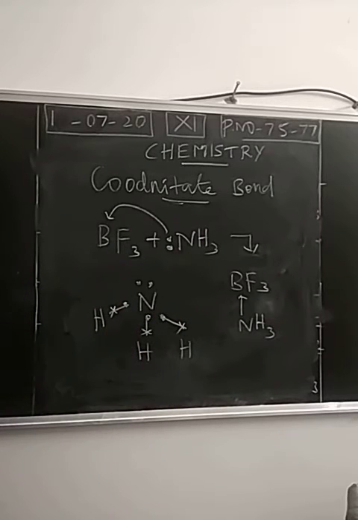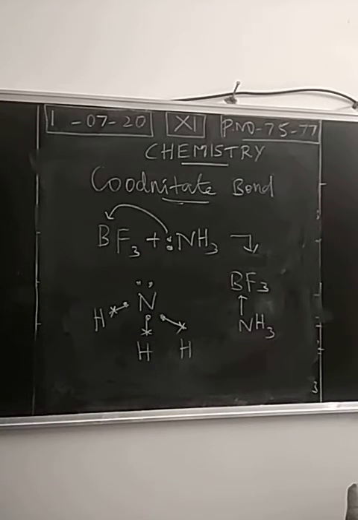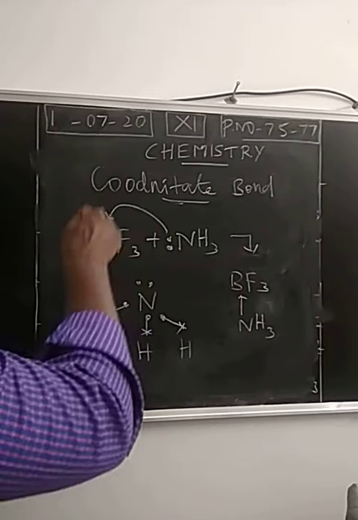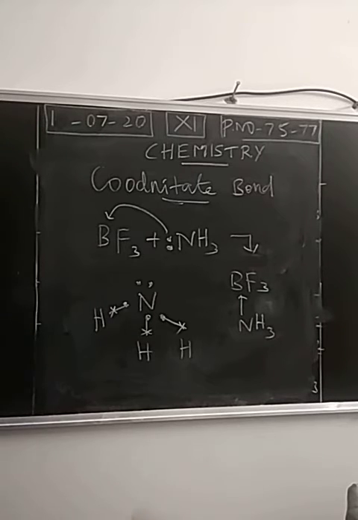Here is a new type of bond. Instead of mutual sharing of electrons, the electrons are not mutually shared. Instead of that, nitrogen donates a pair of electrons to an electron deficient atom in the other molecule. So a new type of bond is formed. This is called a coordinate bond or coordinate covalent bond.